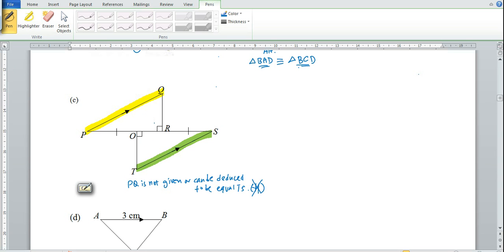So let me change this angle back to just A. Okay? A, they are the same angle. That's all I know. They're the same angle. Now let's see whether there are any other sides that are given to be the same.